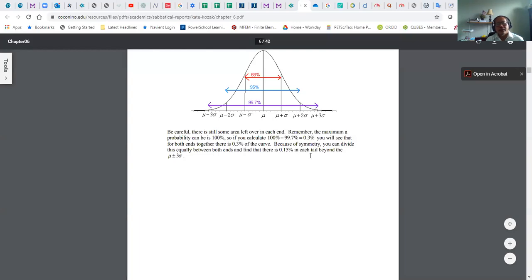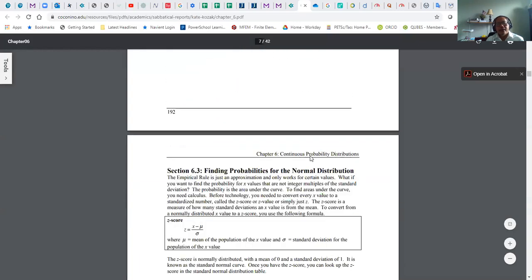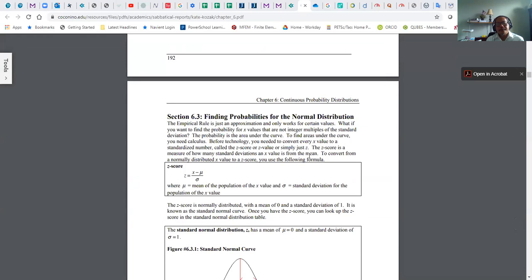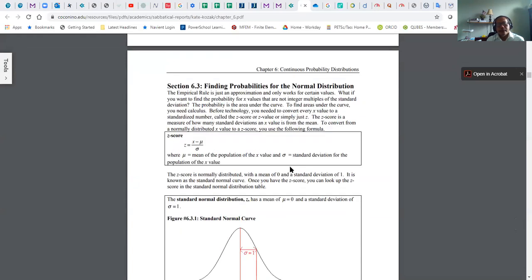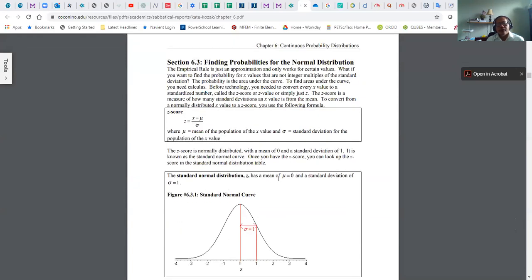We'll go back to here. Yeah, simply, there are two kinds of normal distribution. One is called the standard normal distribution, using the z-score. So in this case, mu is 0 and the standard deviation equals 1. So this we call the standard normal distribution.